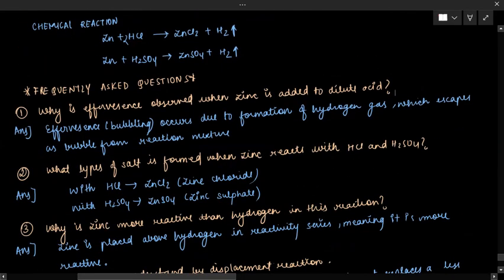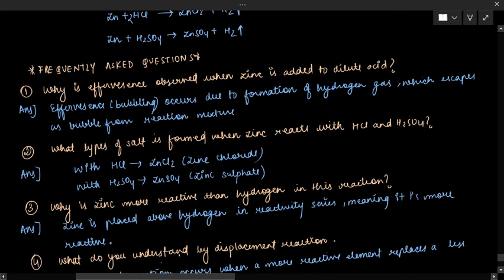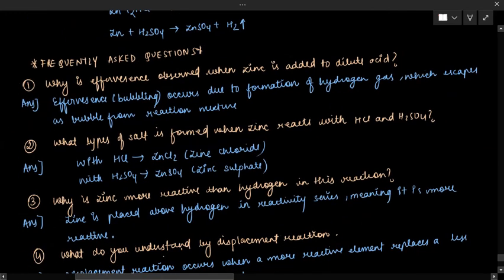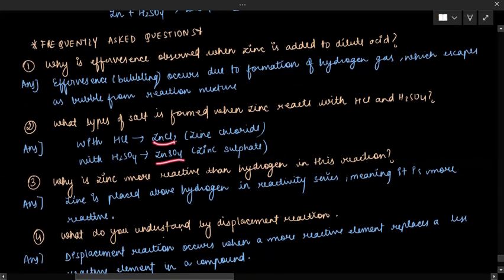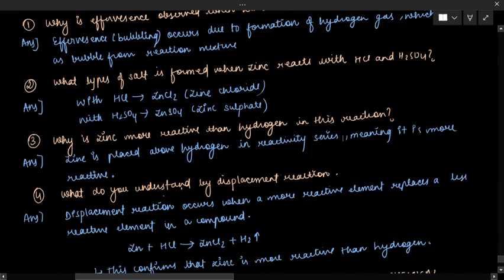A frequently asked question is, why is effervescence observed when zinc is added to the dilute acid? Due to the formation of hydrogen gas. This is the answer. Due to the formation of hydrogen gas, effervescence occurs. What type of salt? ZnCl2 and ZnSO4, two salts are there. Why is zinc more reactive than hydrogen? Because in the reactivity series, zinc is placed above hydrogen.